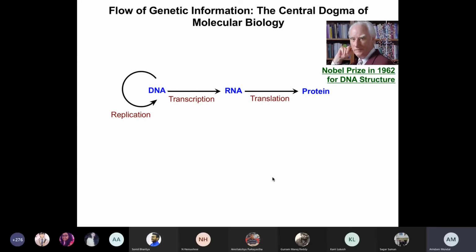Okay, now in this particular class, we are going to discuss transcription. So getting back to the central dogma of life, that is the transport of genetic information from DNA to RNA and then RNA to protein.